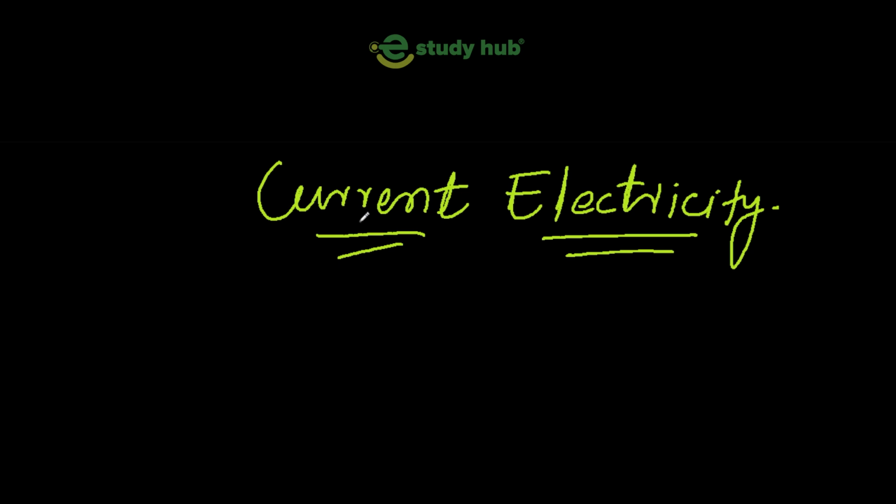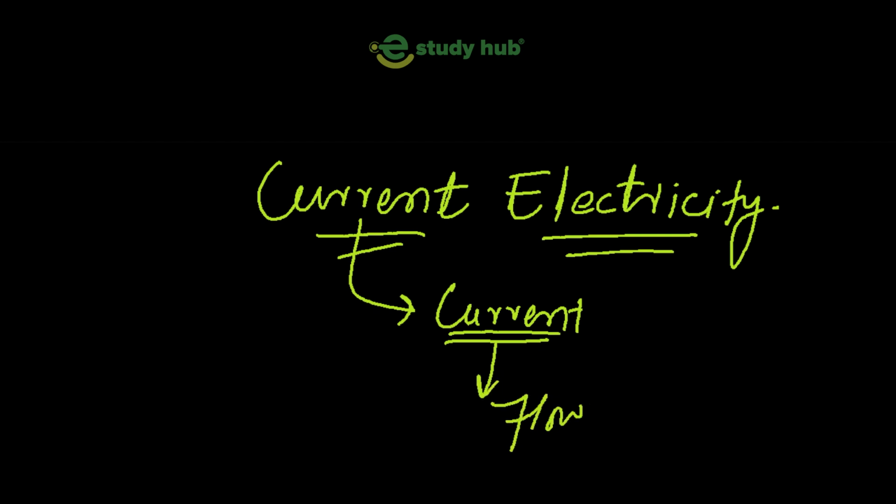So today we are going to start with the topic of current electricity. Before delving into this topic, we should first discuss what this word current means. Basically, the word current means some kind of flow of something. It may be the flow of water, or the flow of some kind of fluid like air, but if we add the word electricity with it, it means the flow of charges.